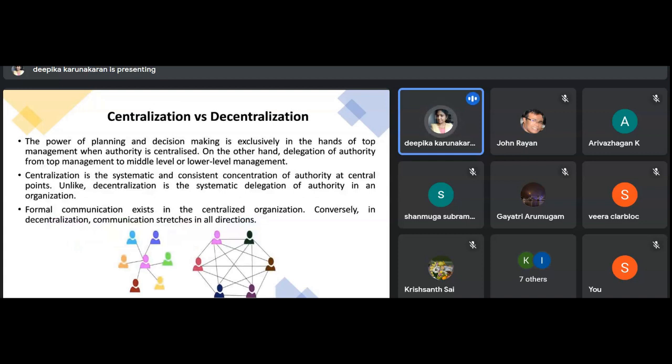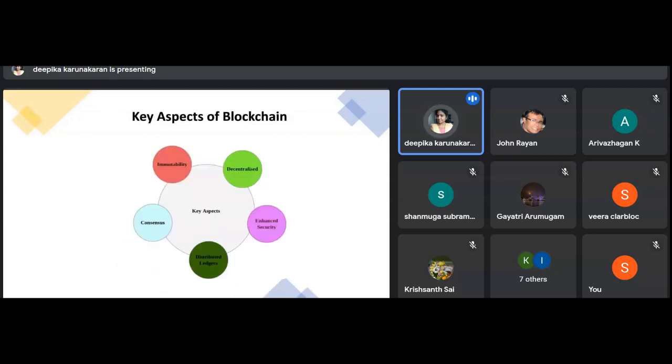The key differences between centralization and decentralization. In simpler words, if a single person or authority is in charge of planning and decision making for a particular network or organization, we call it centralization, basically the fact of being centralized. In decentralization, there is no single authority or person maintaining it. Rather, it is the delegation of authority in that network. A centralized organization will have only formal communication, but conversely, in decentralization, the communication will be stretched out in all directions, to all the nodes in that network.